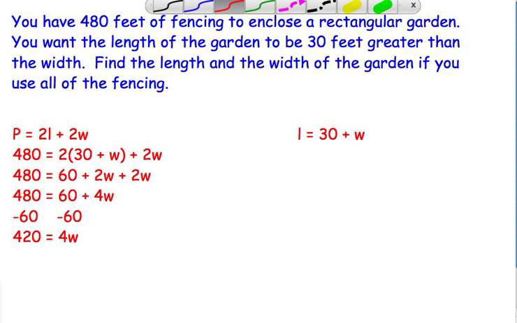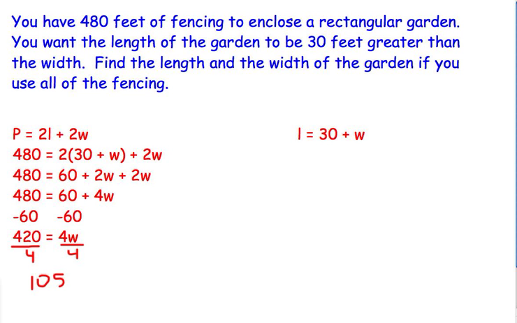So I'm going to go ahead and use the pen option here. Divide by 4, and if I do it to one side, I've got to do it to the other side. And then I get 420 divided by 4, which is 105. Now here's the problem, is W equals 105. But that's not the length and the width, is it?